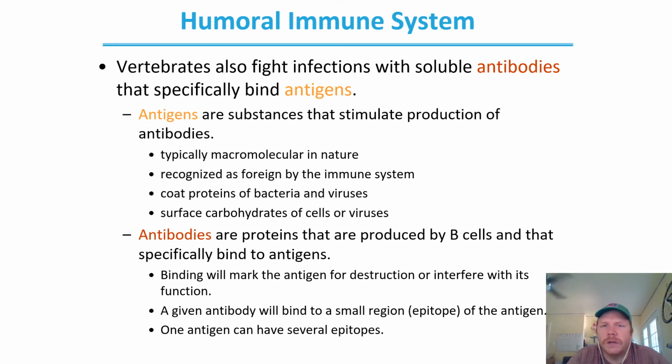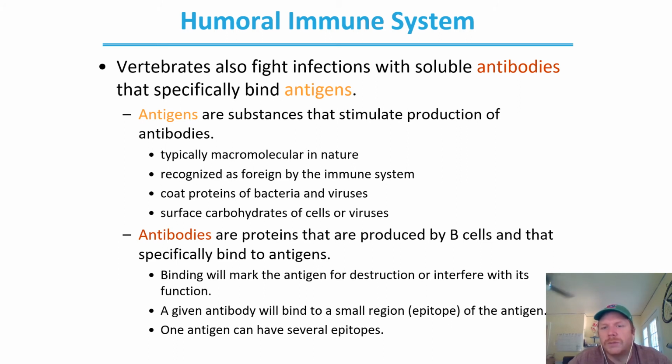Now, our humoral immune system. Vertebrates also fight infections with soluble antibodies that specifically bind to antigens. Antigens are substances that stimulate production of antibodies. These are typically macromolecular in nature, and they're recognized as foreign by the immune system. Coat proteins of bacteria and viruses are good examples of antigens. Surface carbohydrates of cells and viruses are also good antigens.